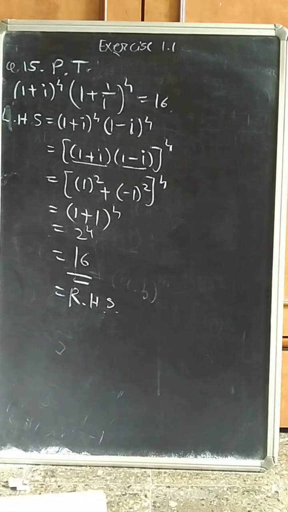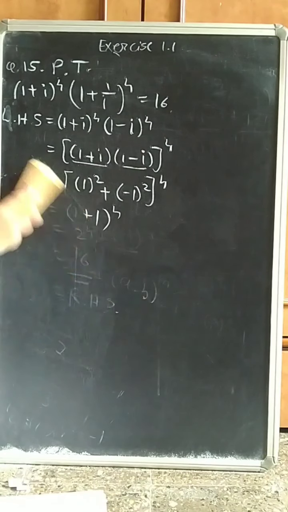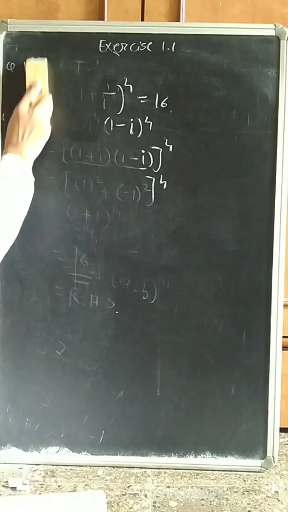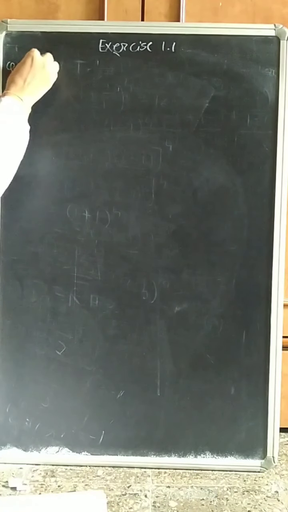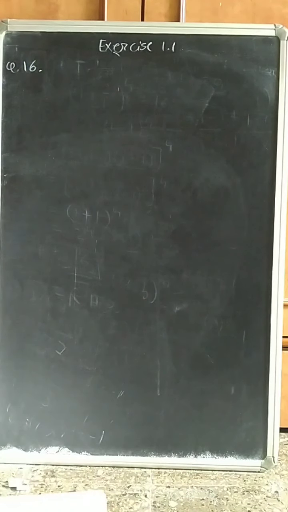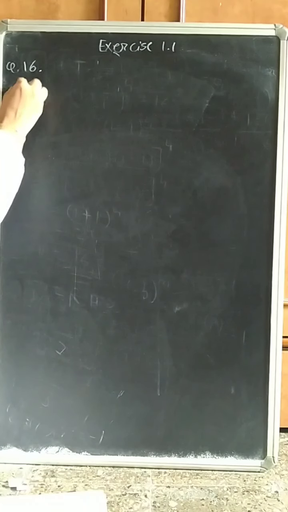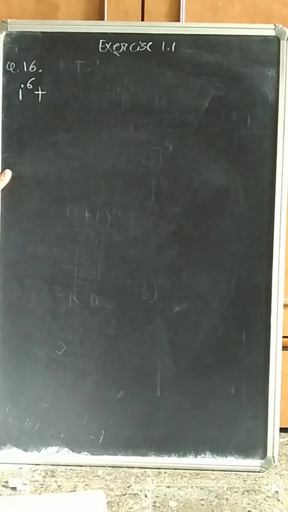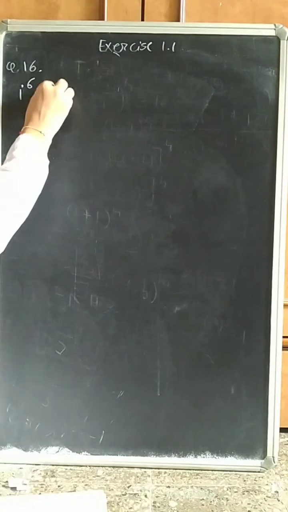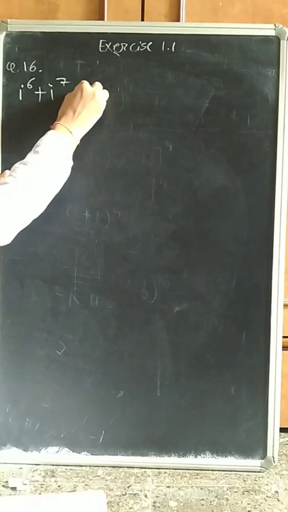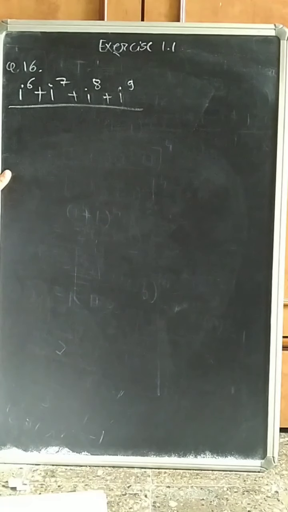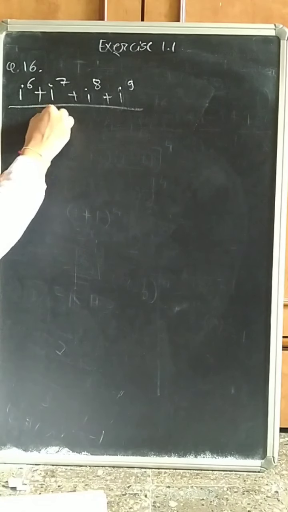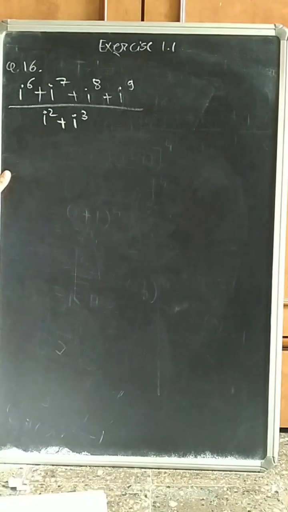Write it down. Now, next question number 16. Find the value of i raised to 6 plus i raised to 7 plus i raised to 8 plus i raised to 9 upon i square plus i cube.